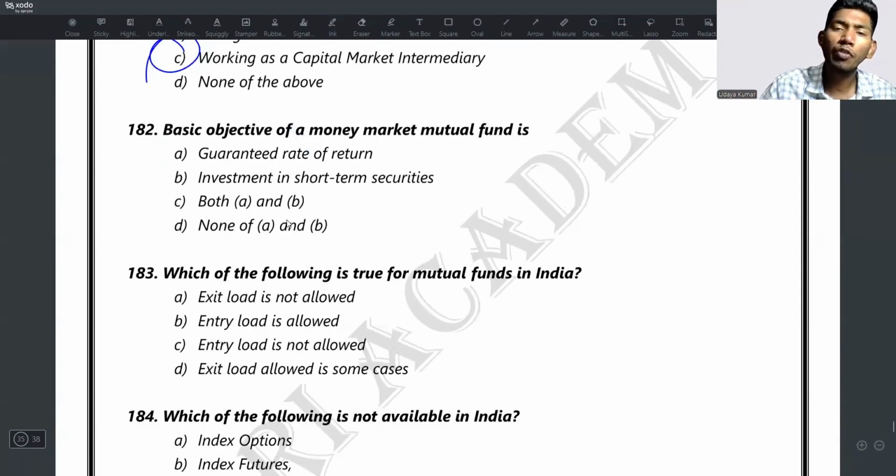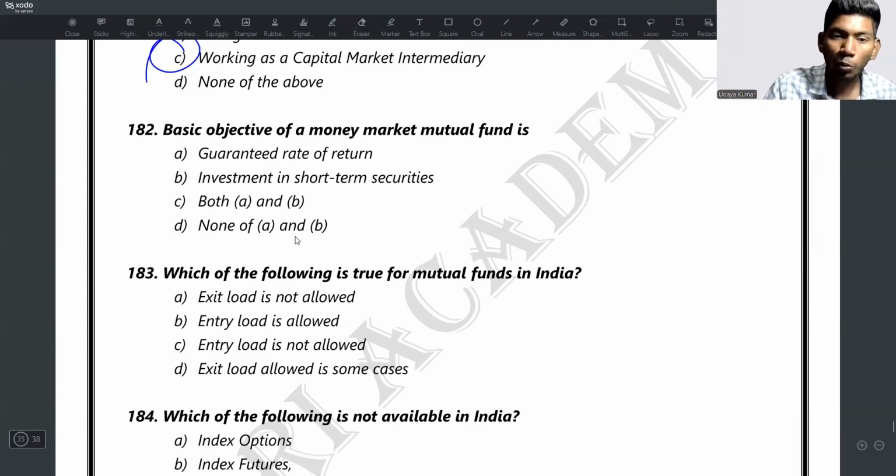182. Basic objective of a money market mutual fund is what? Investment in short-term securities. Money market mutual funds invest in short-term high-quality debt securities such as treasury bills, commercial papers, and certificates of deposits. So these funds aim to provide liquidity, safety, and a modest return.